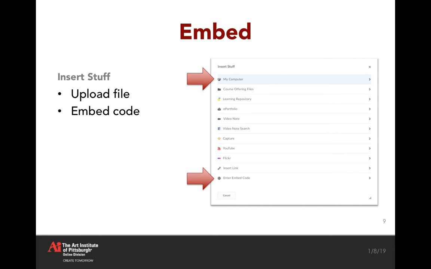Option 2, you save the file to a hosting site such as YouTube or Screencast, then you select Insert Stuff, Embed Code to enter the embed code. Now, if you use Capture to create the video content, then you would select Capture under Insert Stuff. But as I mentioned before, Capture adds a few extra steps to the process, so I'm not recommending that particular software.